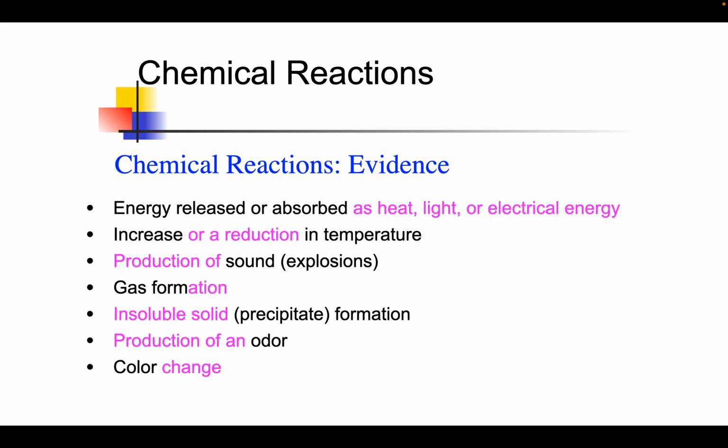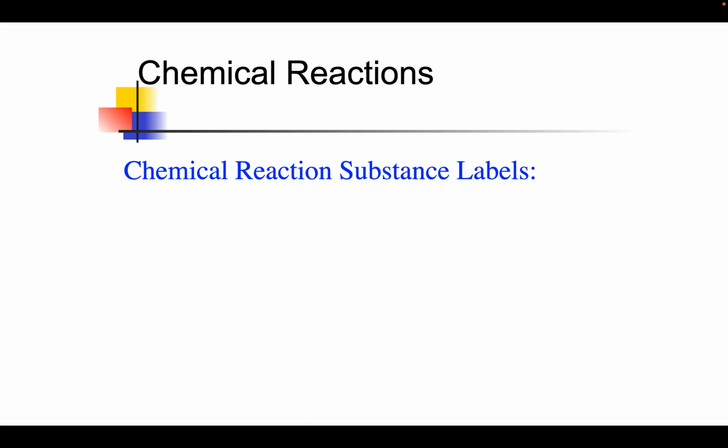Evidence of chemical reactions: energy released or absorbed, energy in the form of heat, light, electrical energy, or sound. There should be sound there too. The 3 forms of energy: heat, light, and sound. Increase or reduction in temperature, so something getting hotter, something getting colder. Oh, there goes production of sound. Explosions, really important. We're going to talk about that more. Gas formation, bubbling, anything like that. Insoluble solid, which means a precipitate or any kind of solid that's formed out of 2 liquids. Production of an odor, if it smells funny, if it changes color. Those are all evidences of chemical reactions. Something you're going to need to know for the quiz.